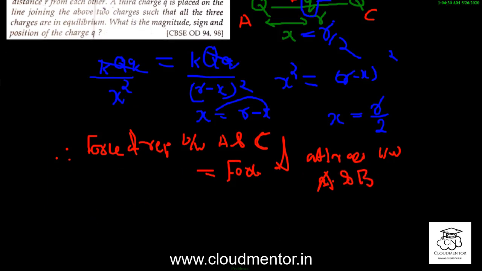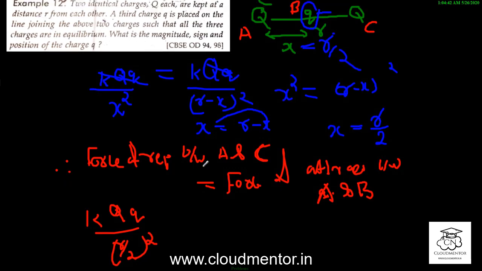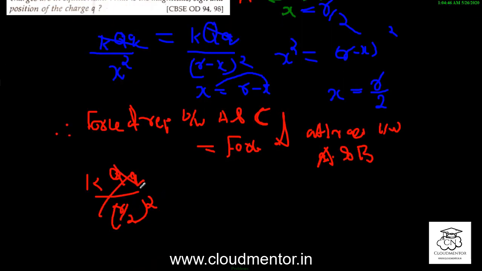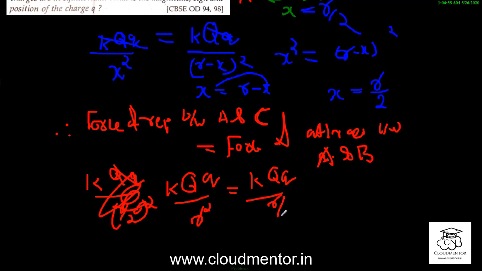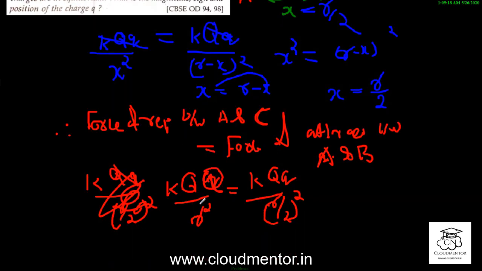And so we can do that calculation: K Q divided by R square for A and C, since both are the same charges, Q times Q, Q square by R square, must be equal to K Q q by R by 2 the whole square. And now we get q as capital Q by 4.